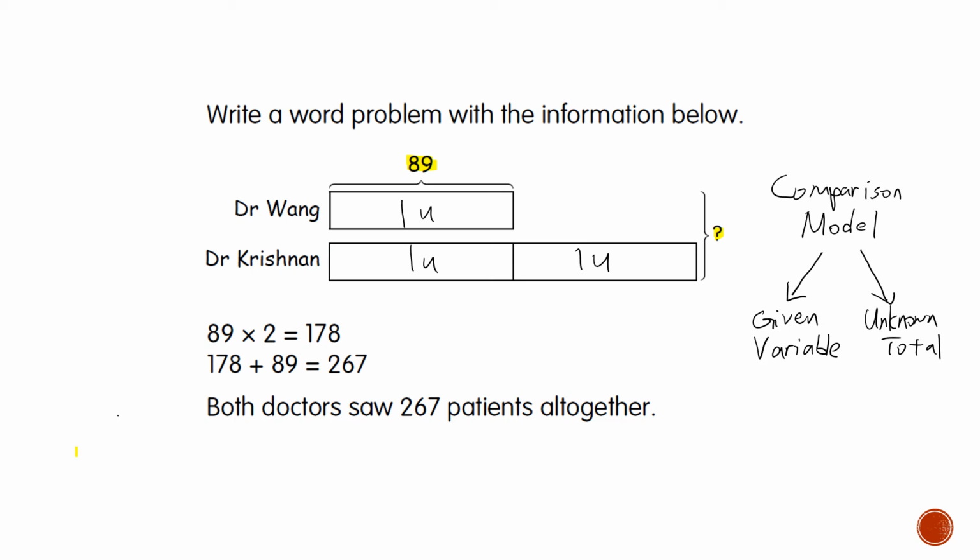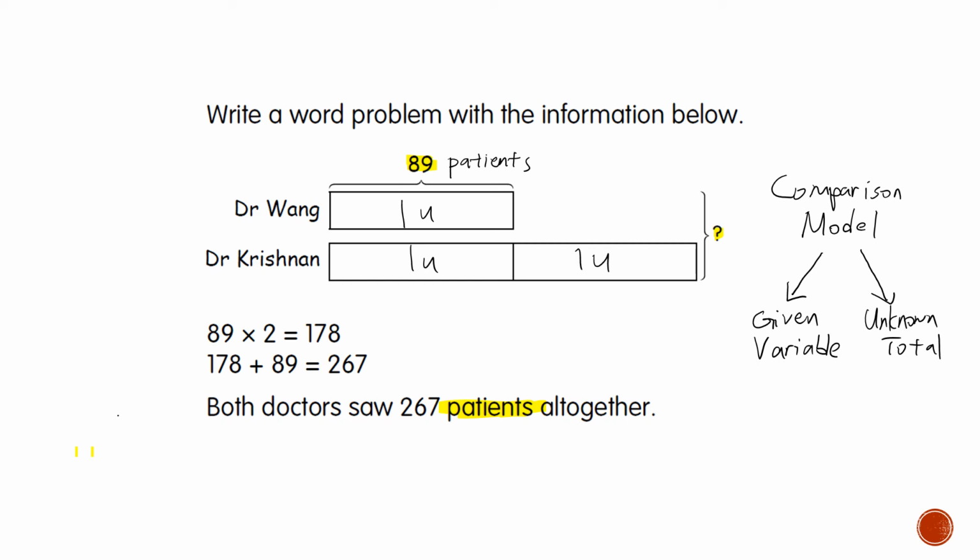Aha, look at the statement here. Both doctors saw 267 patients. So this is a question about how many patients they have. So actually, this 89 is the number of patients that Dr. Wang has. So we already have a lot of information. Number one, we know that Dr. Wang has 89 patients. Number two, Dr. Krishnan has twice the number of patients that Dr. Wang has. And number three, we want to find out how many they had in total.